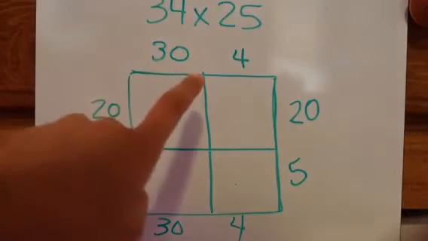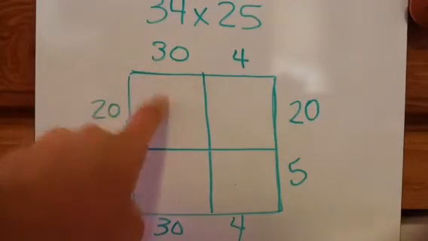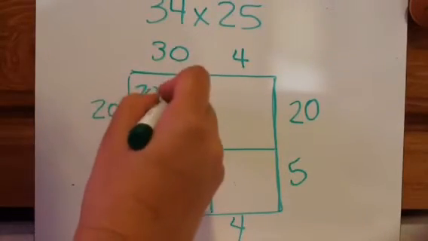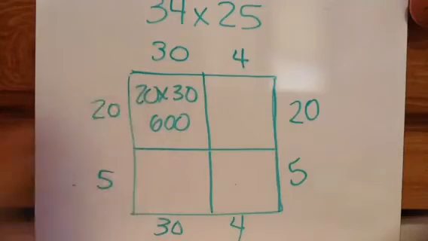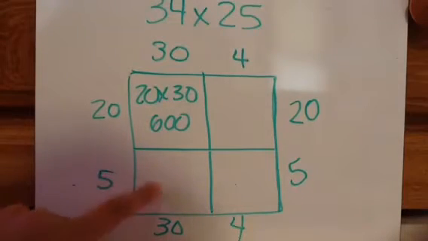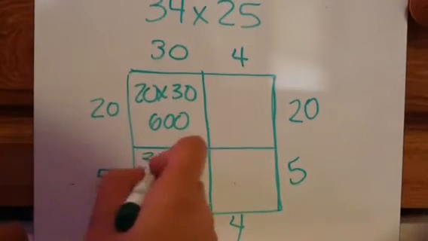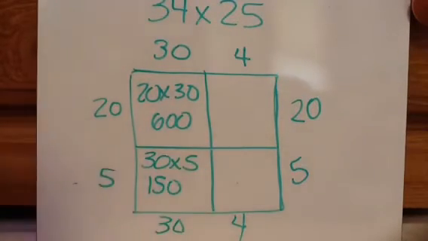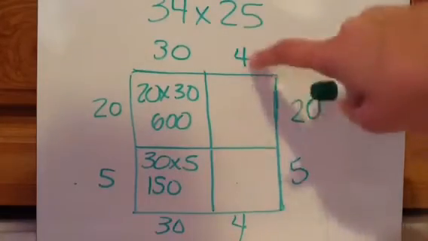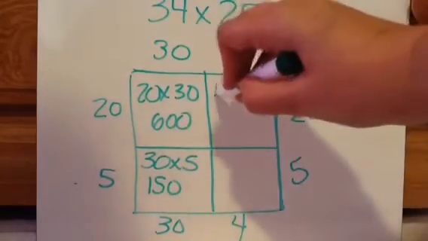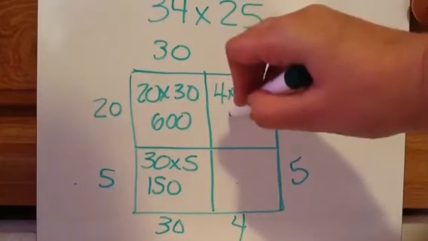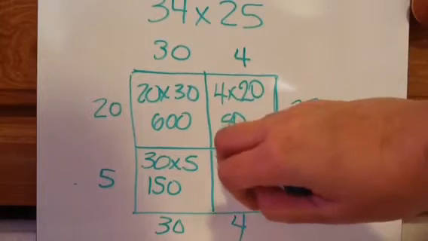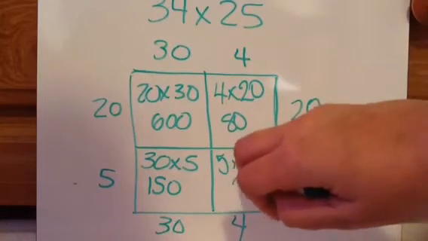So let's just focus on this box here. It's in the 30 and the 20 column and row. So you would do 20 times 30. That equals 600. Let's look at this one. This is 30 and 5. So 30 times 5 is 150. Look at this box. It's in column 4 and row 20. So 4 times 20 equals 80. And then here, 5 times 4 is 20.